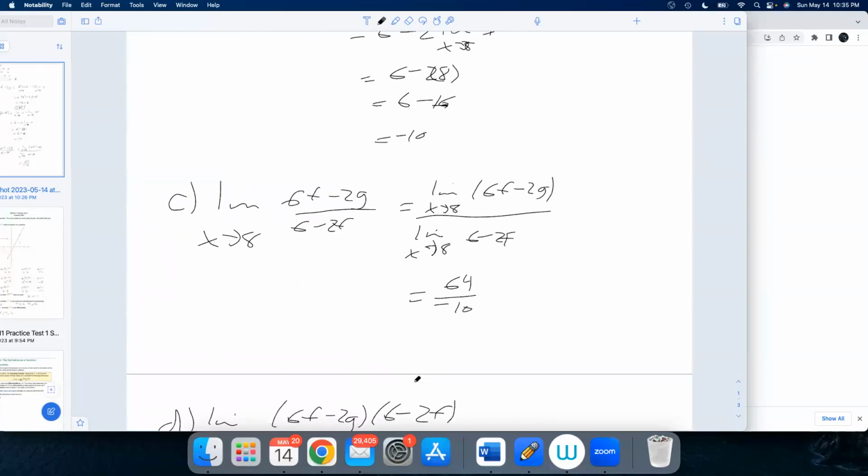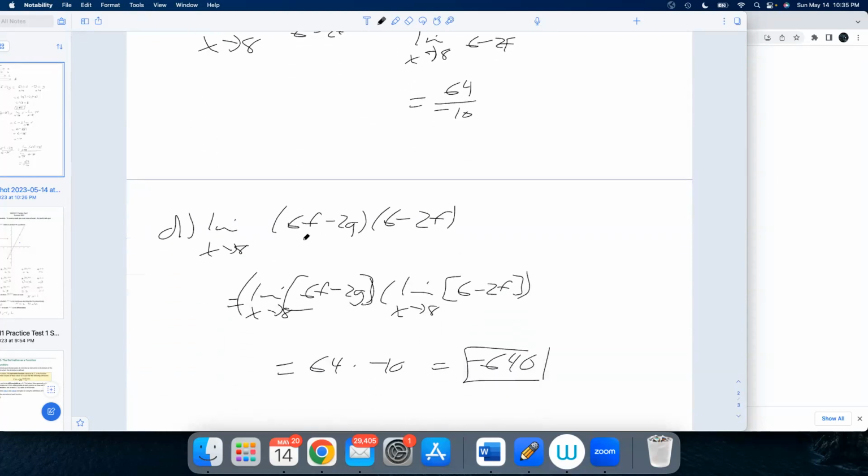Part C, I'm taking those things I just did and dividing them. I don't have to reinvent the wheel here. Rules of limits say if you've got yourself a fraction and you're taking a limit, as long as the denominator is not 0, when you take the limit, you can distribute that limit top and bottom. Then I already know this limit. That was part A. I already did it. It was 64. And I already know this limit. That was part B. That was -10. So I'm done. Just write them down.